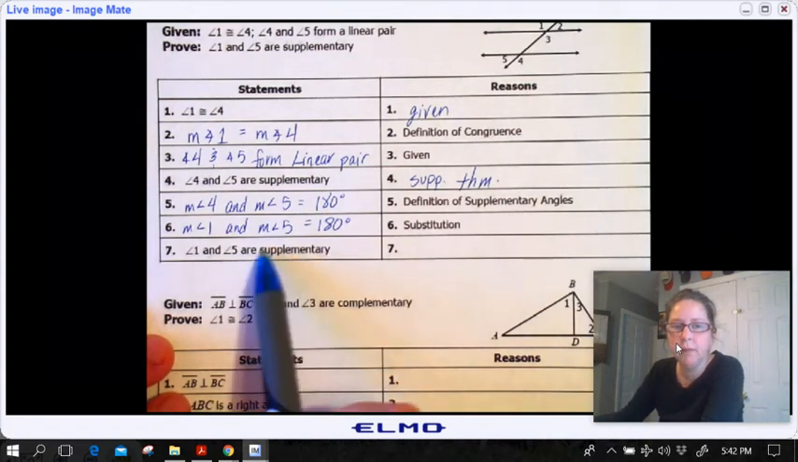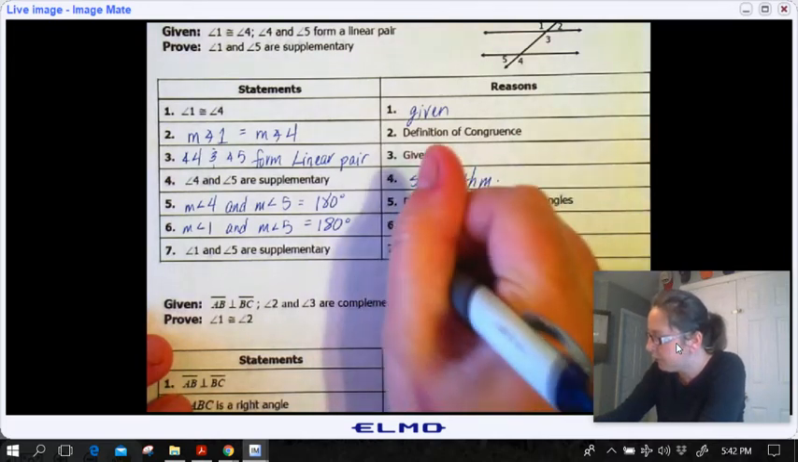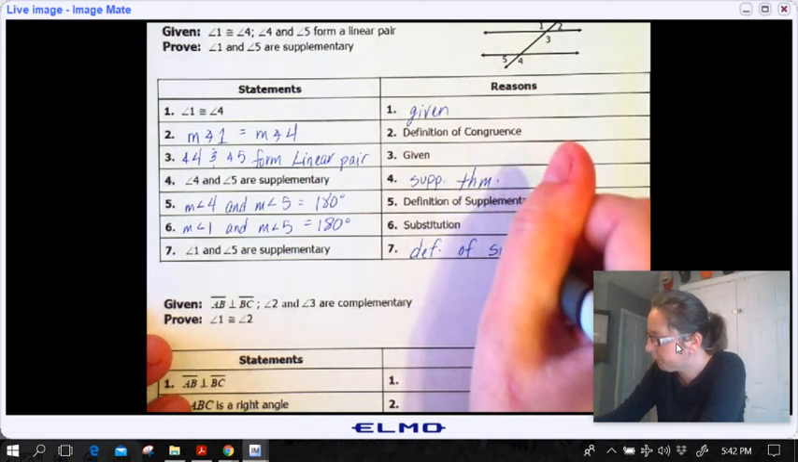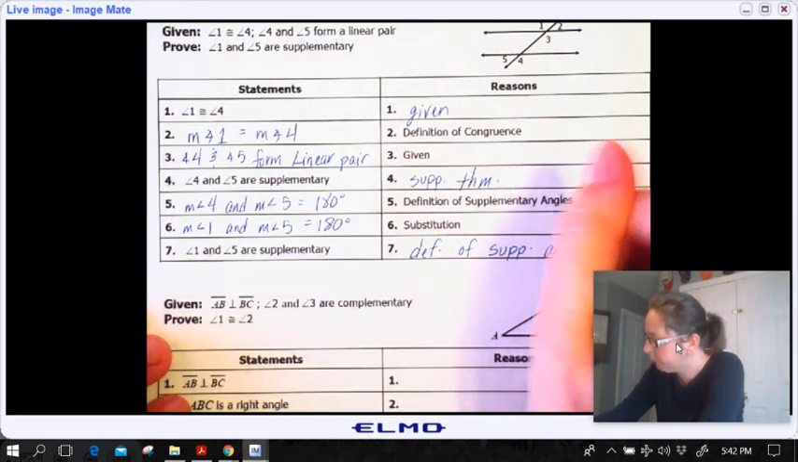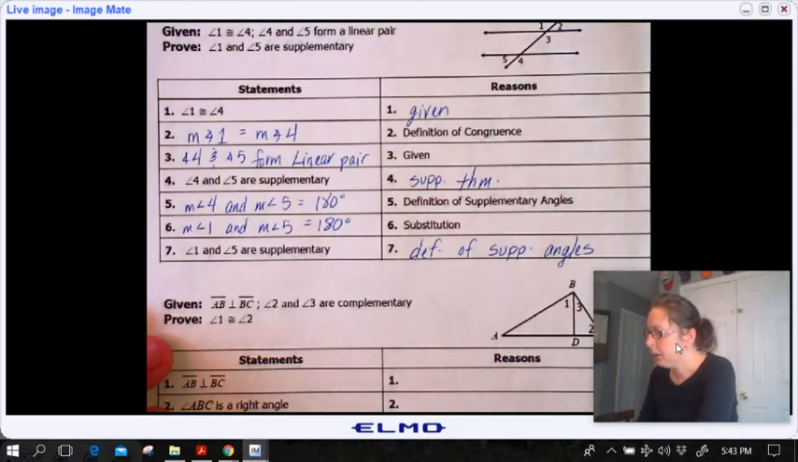So now how can I say that 1 and 5 are supplementary? That is the definition of supplementary angles. Okay, definition of supplementary angles.